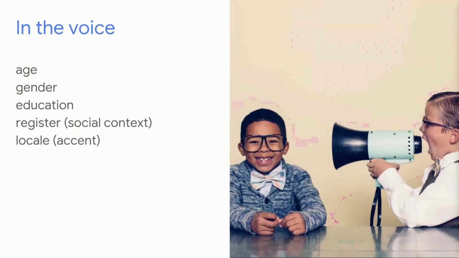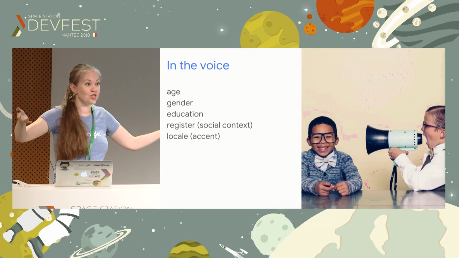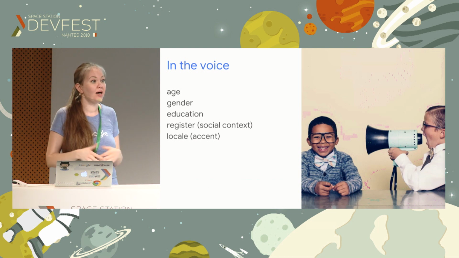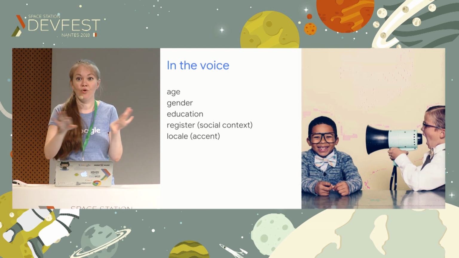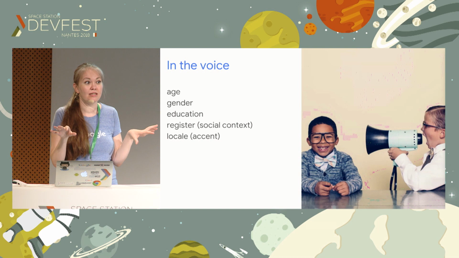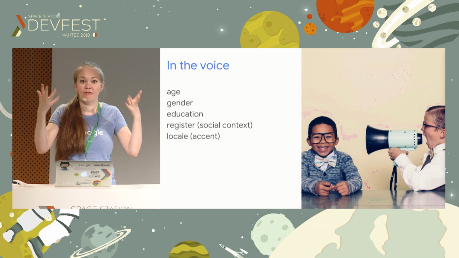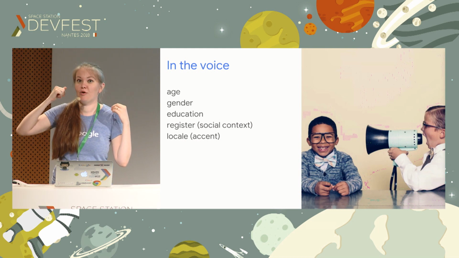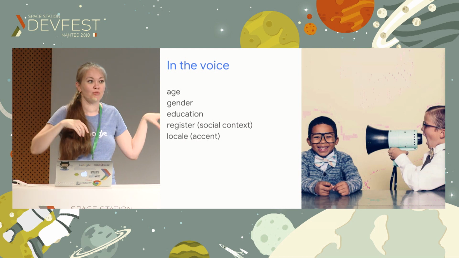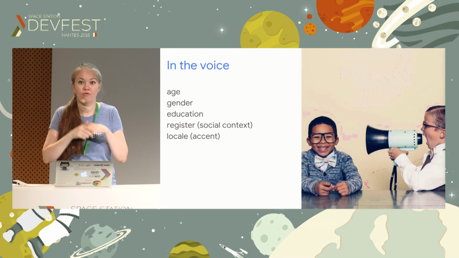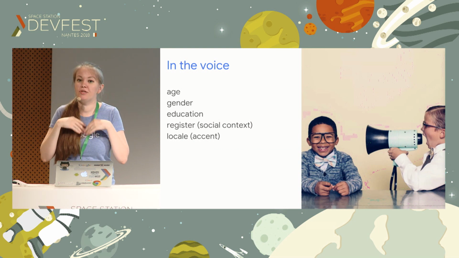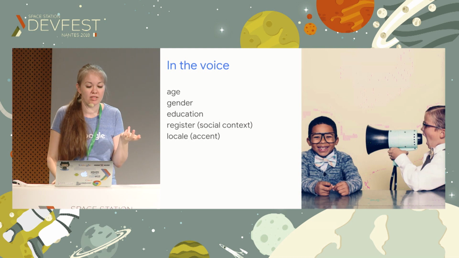Just like I mentioned, when somebody calls you, this is what you get: age, gender, education, register. Register is the level of formality, you know, buddy, teacher, servant. And then you get locale, which is an accent. We can all identify an accent unless we have the same one, so then we cannot hear it. But you can definitely tell if he's from Britain, the States, Australia, France, or Italy. All of these come immediately, within 1 minute of interaction.